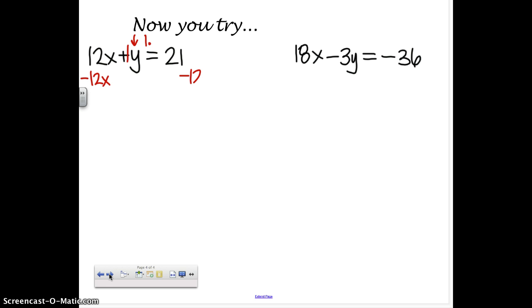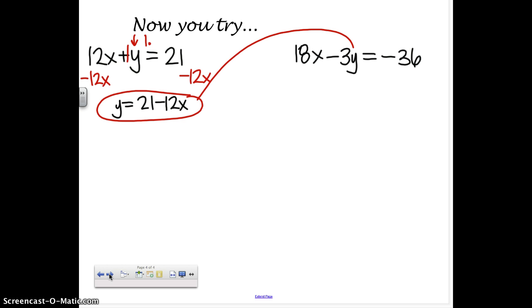Subtract 12x from both sides. Y equals 21 minus 12x. Step 1 is done. Step 2, replace y over here. This is step 2, solve substitute. So we're going to plug in y. 18x minus 3 times y equals negative 36. Not y anymore. It's not y. It is 21 minus 12x. That's what it is. Okay?